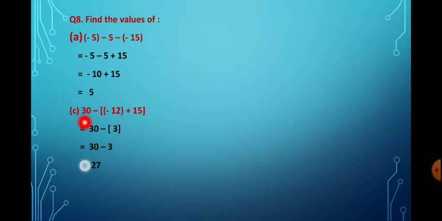Number C, 30 minus, within the bracket we have minus 12 plus 15. So minus 12 plus 15 is plus 3. So 30 minus 3 is 27.